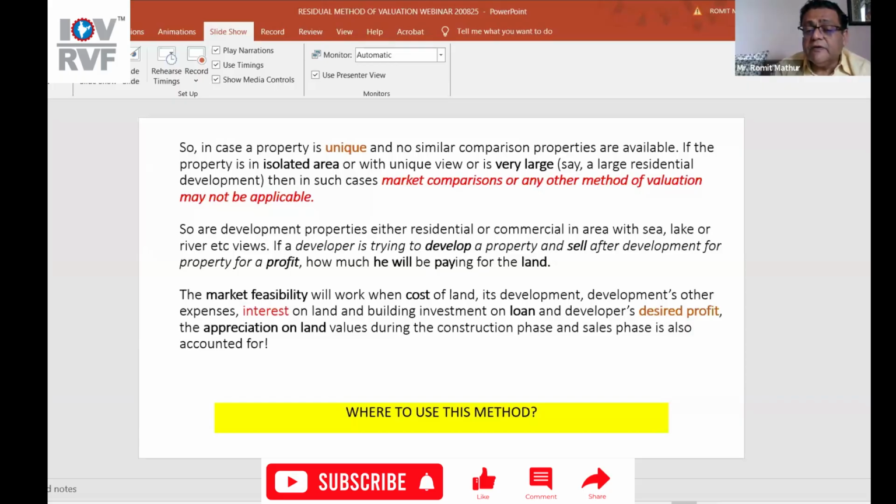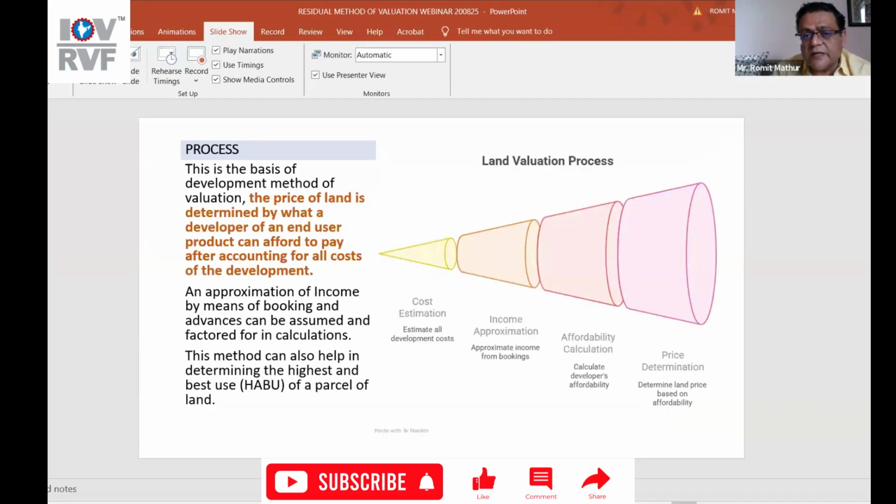The market feasibility will work when the cost of land and its development, and the development's other expenses like interest on land and building investment on loan, are covered. So he might be taking a loan. As I said, somebody is wanting to make a resort. He might want to take a loan for land as well as building. And the developer desires profit. The appreciation on land values during the construction phase and sales phase is also to be accounted for. So these are broadly the circumstances in which such a method can be used.